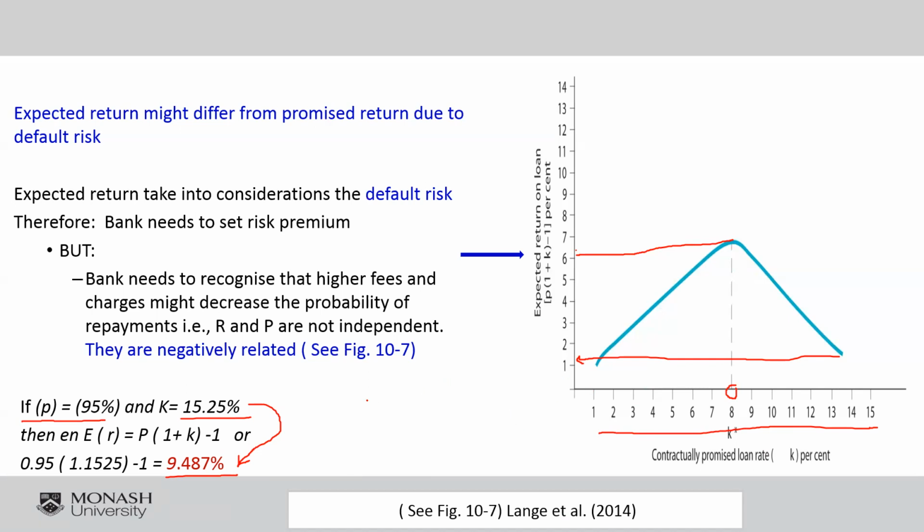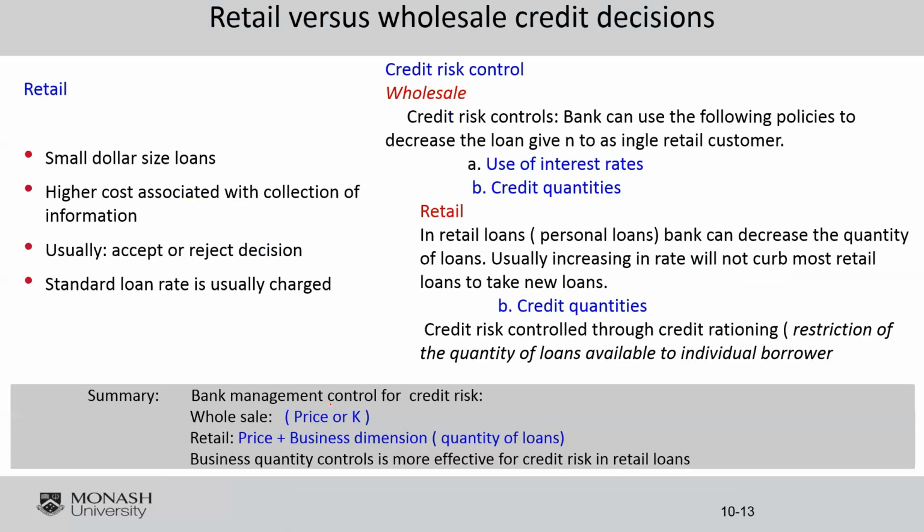So we finished pricing, we finished the contractual loans, and we have finished the expected loans, expected rate. And we also talked about some concerns about how much you should charge, and we looked at this chart. Now, let me talk about the control of credit risk. When we talk about wholesale, because we give our loans to businesses, right? We have retail loans and we have wholesale loans. This is the personal loans. And this is the business loans.